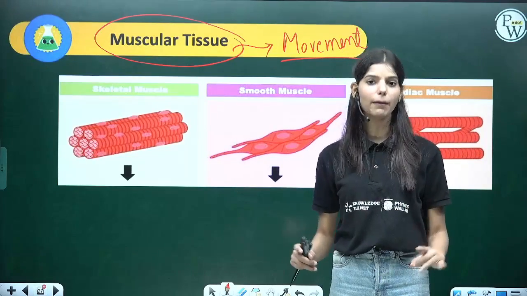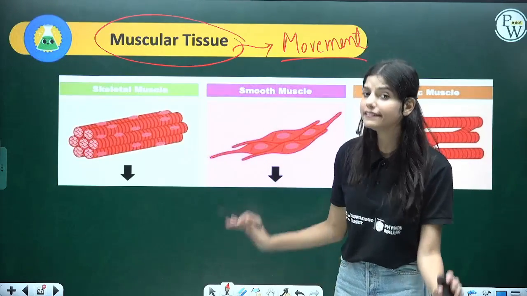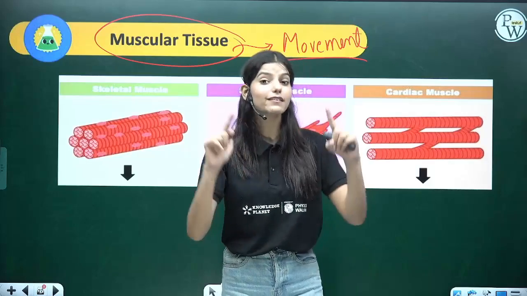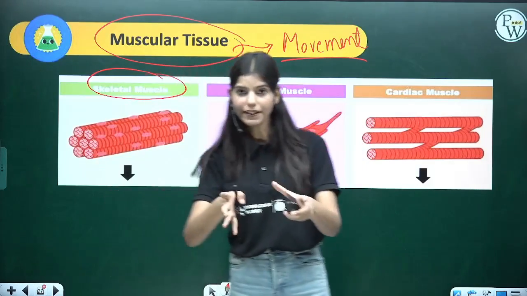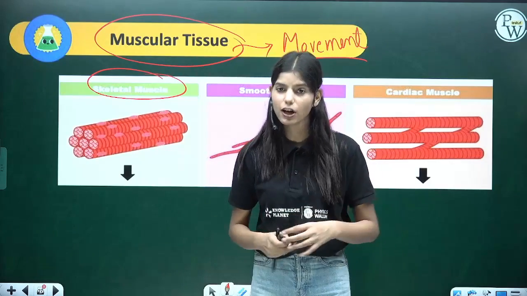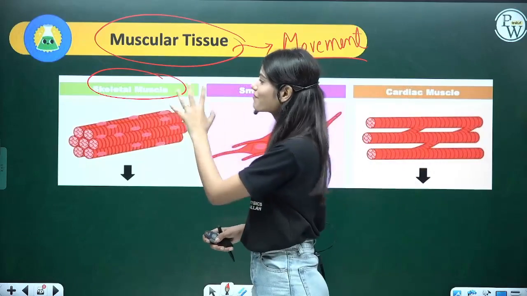Now let's talk about the various types of muscular tissue. Talking about the skeletal muscle, guys, these are really important, because skeletal tissue, or you can say the skeletal muscles, help you in moving the body parts. So the arm that I'm moving is all because of the skeletal muscle.